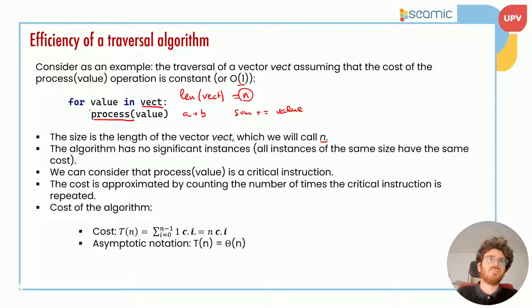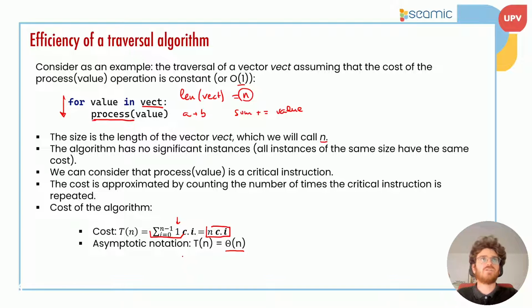We can see no significant instances because every time that we run this, it's going to perform exactly the same regardless of the input we give it, because we assume that this is constant. And thus, if we have a constant value repeated n times, we can express it as such. And the result is that we are executing something n times, and thus we obtain a linear result.